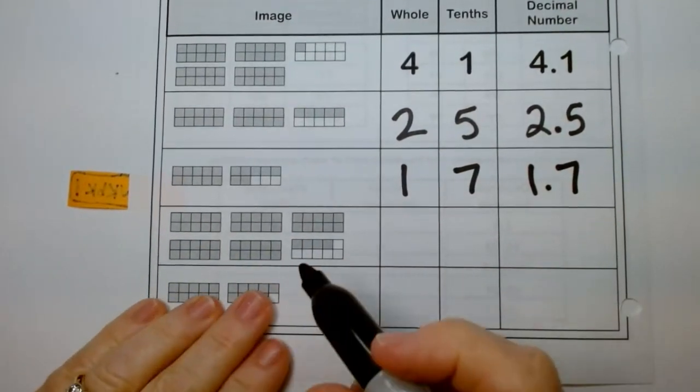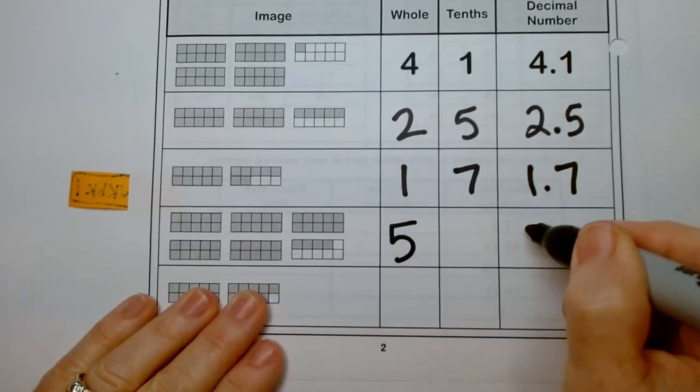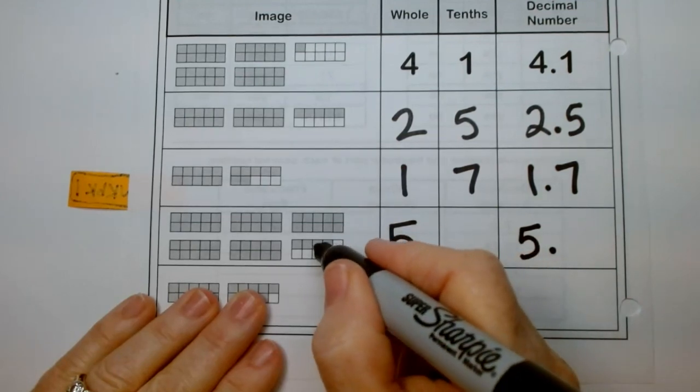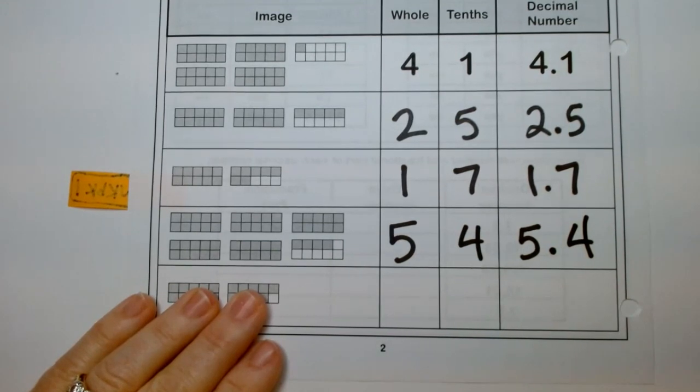Ooh, what about this one? Look at all the candy bars this kid has. 1, 2, 3, 4, 5. We have 5 wholes, so 5 point. And then how many bits? 1, 2, 3, 4. So 5.4. Do you see how much easier decimals are? Because that denominator is always a factor of 10. So much easier to deal with.